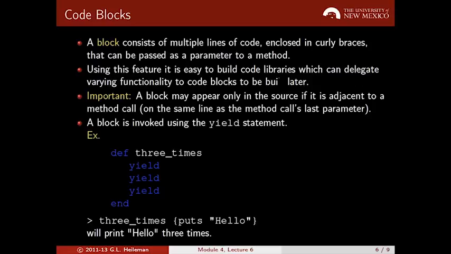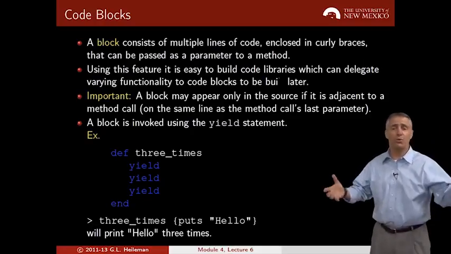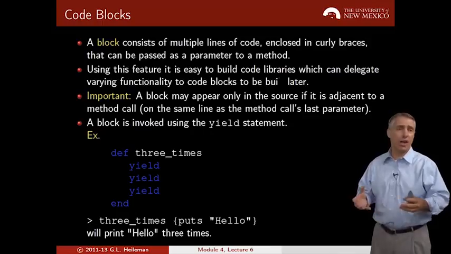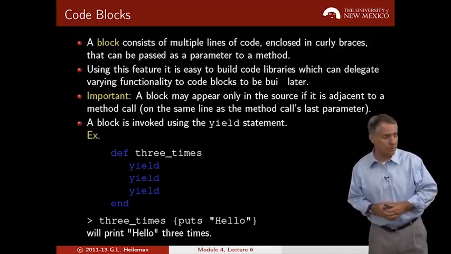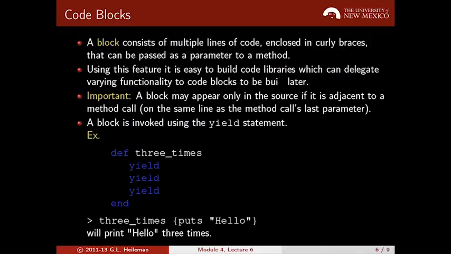That block of code just says puts hello. In other words, print string hello. And because there's 3 yield statements inside the method, it's going to execute that block of code 3 times. So if you execute this, it's going to print hello 3 times from the IRB console. So try this out.